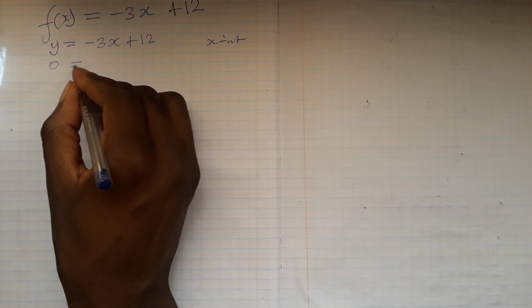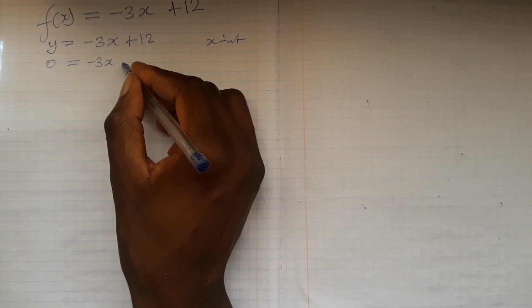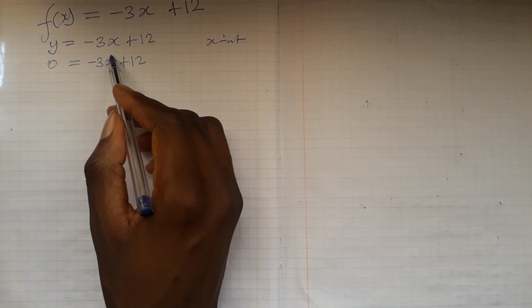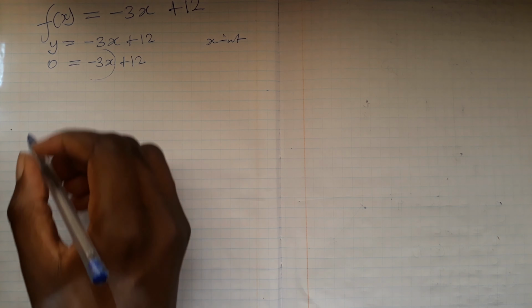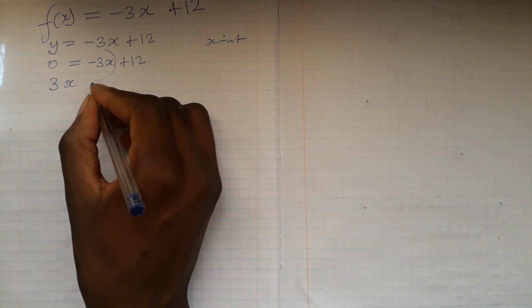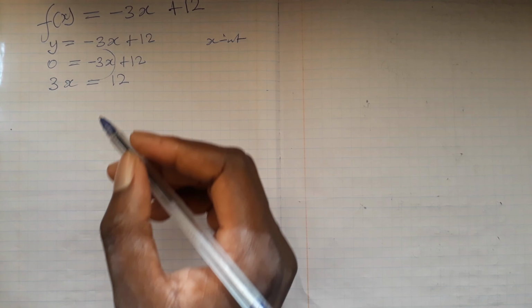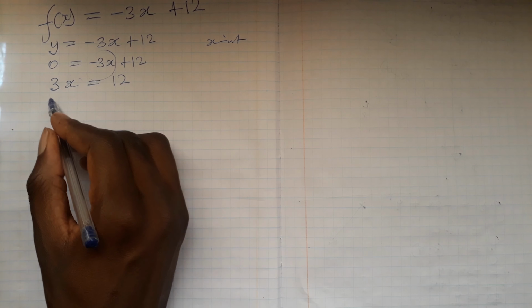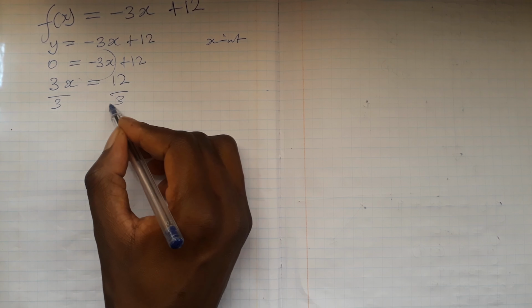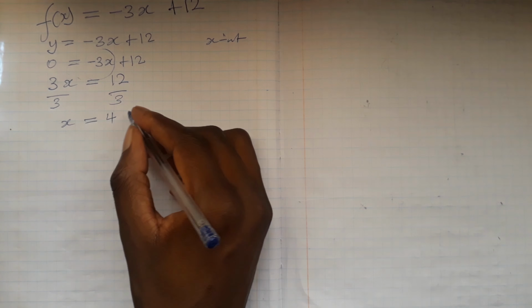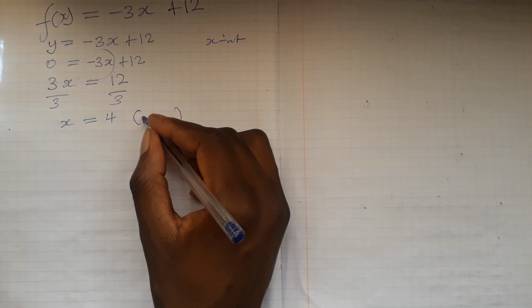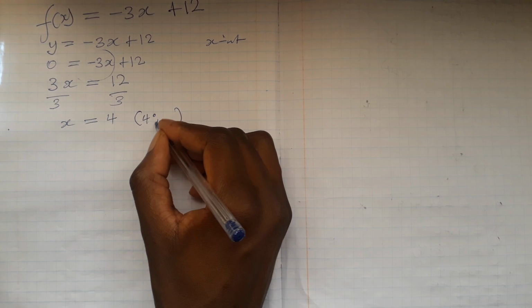So 0 equals negative 3x plus 12. Then you take negative 3x to the other side. And you know that whenever a certain variable jumps the equal sign, it changes its sign. So we are going to have positive 3x equals 12. And then we are looking for x. You divide both sides by 3, and then x is going to be equal to 4. So the coordinate of the x-intercept is (4, 0).